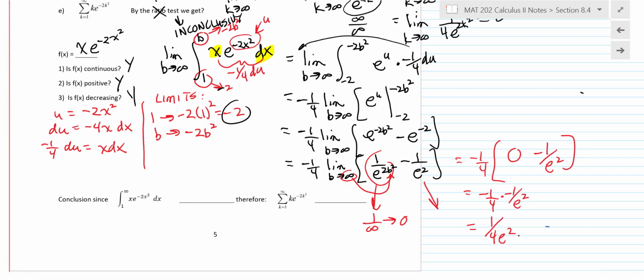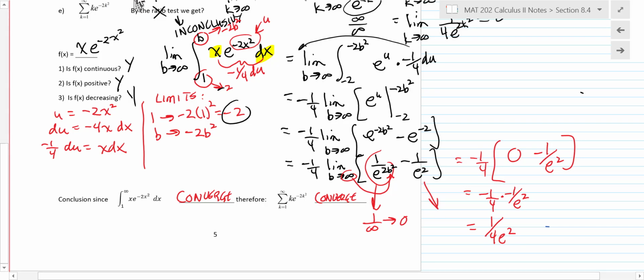We converged, okay? So since the improper integral converged, we're going to draw the conclusion that the series also converges. That's the idea. Problem done. Now, I'll ask you this question again: is the value of that series 1 over 4e to the second? The answer is not necessarily. It could be. It's unlikely that it is, but don't jump to the conclusion that it is, okay? So that's the idea.